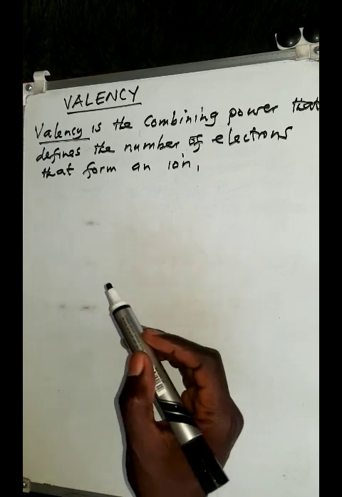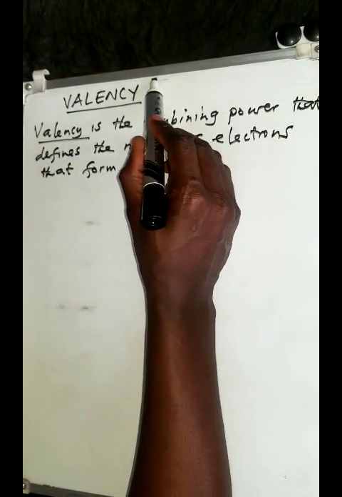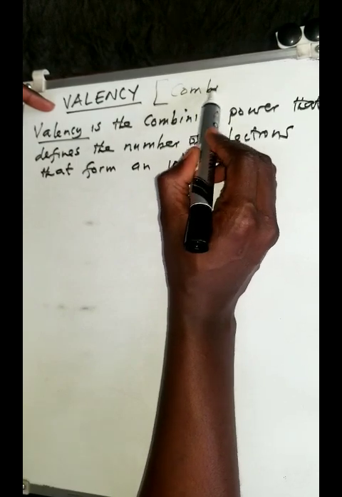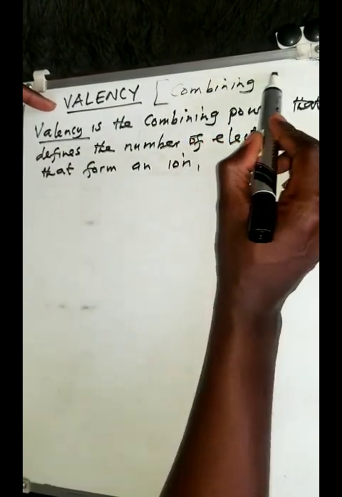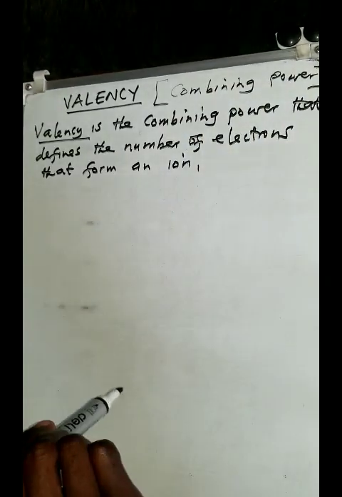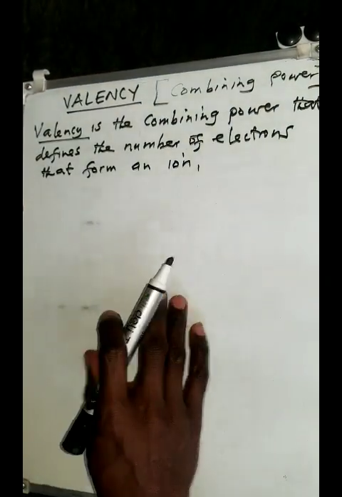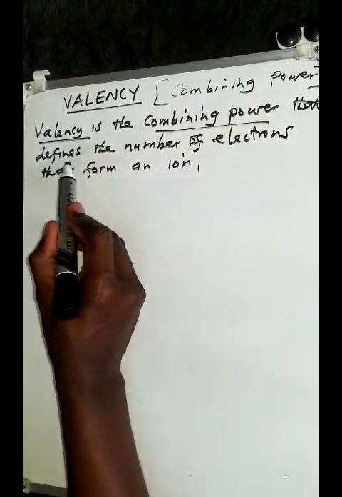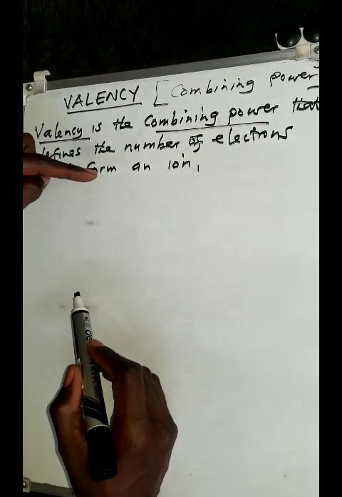And sometimes an alternative word that we can use for valency is simply combining power. So that's an alternative term. But what I want you to remember is that valency is the combining power that defines the number of electrons that form an ion.